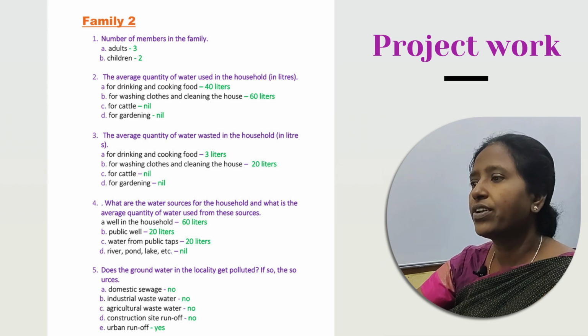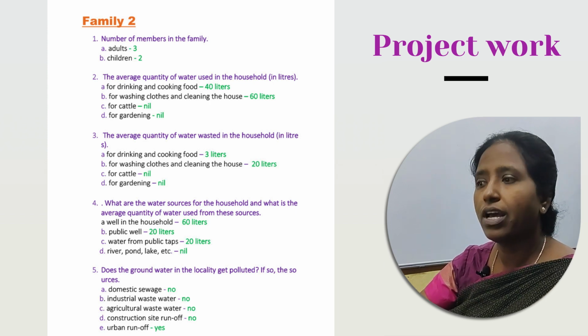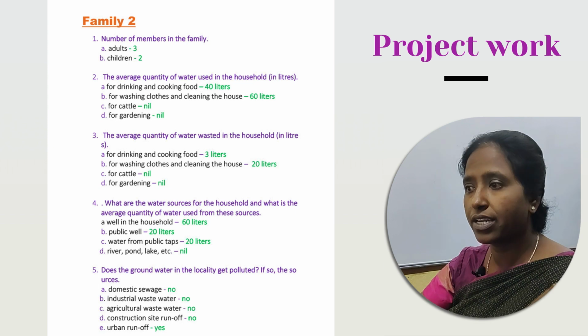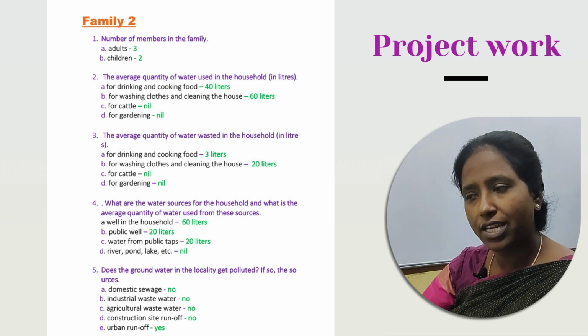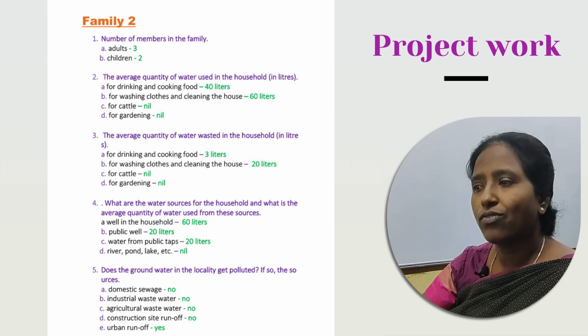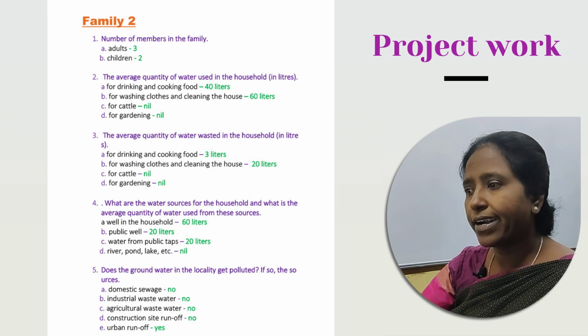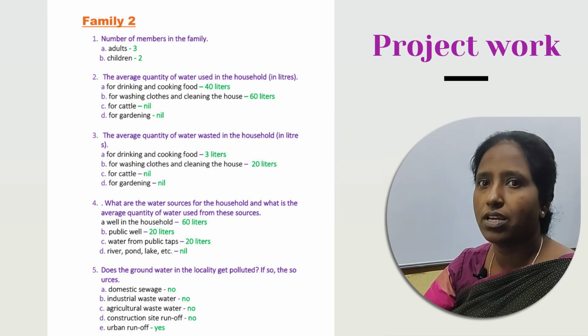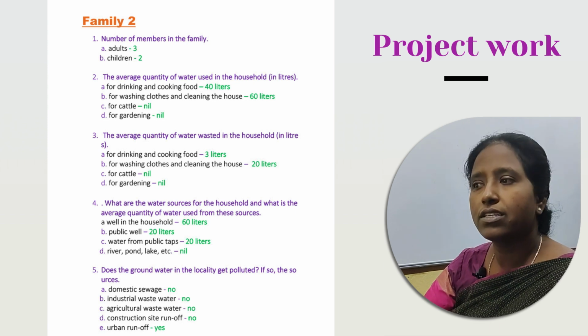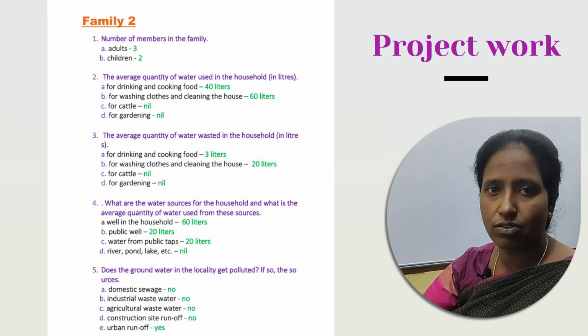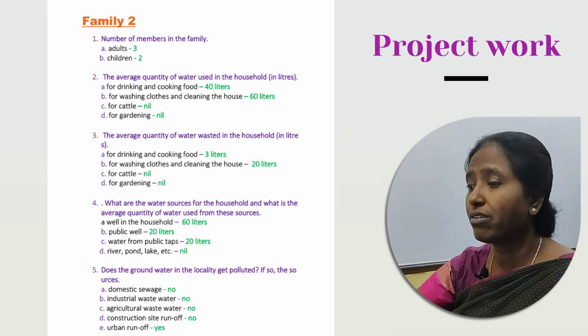The average quantity of water wasted in the household: for drinking and cooking food, 3 liters. For washing clothes and cleaning the house, 20 liters. For cattle, nil. For gardening, nil. That means in their house there are no cattle, there are no plants. Okay, so no water is used or wasted.